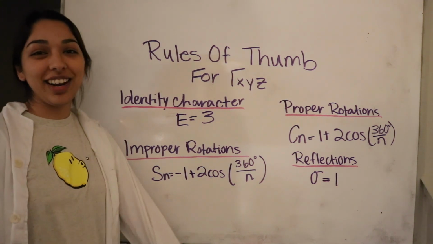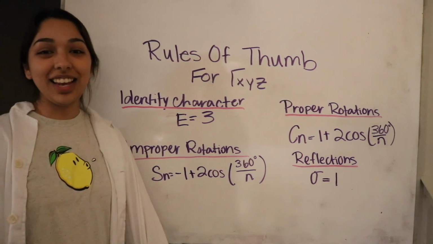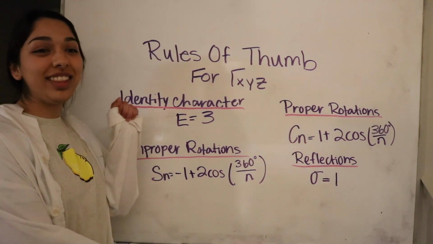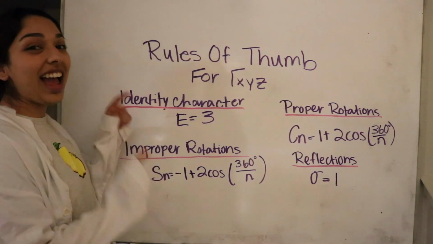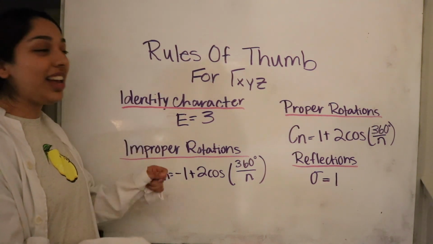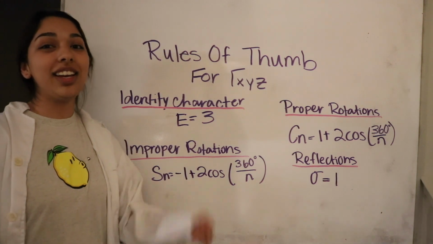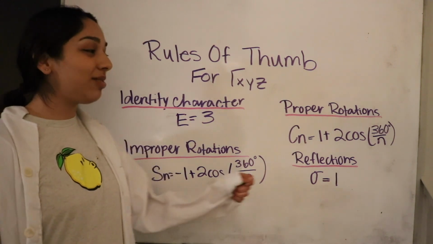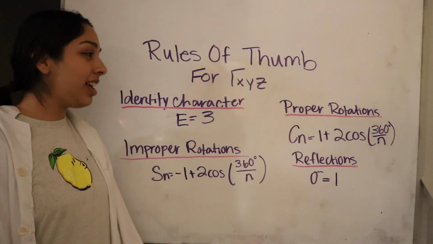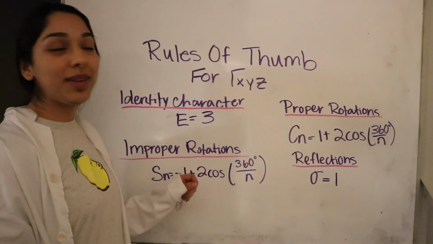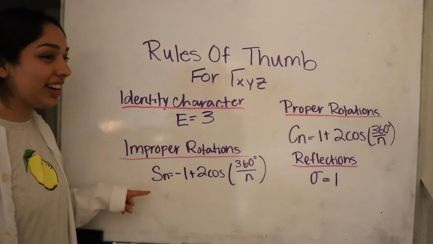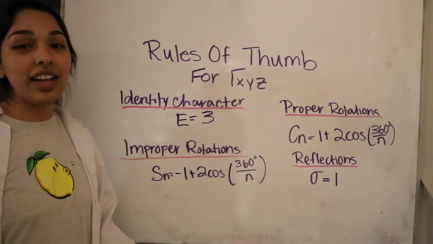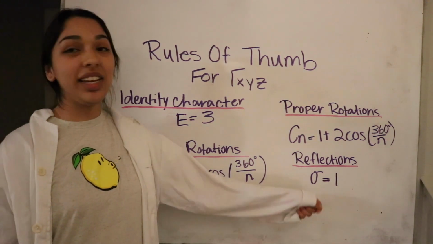Alright, so the first gamma we're going to have to find is gamma XYZ. And before we can determine what exactly this is, there's a few rules of thumb that we can follow. For the identity character, which is represented by E, it is always going to be 3, which is due to us having an XYZ axis. For proper rotations, we have the following formula, Cn equals 1 plus 2 cosine 360 over n. For improper rotations, it is the same formula with a slight modification: Sn equals negative 1 plus 2 cosine 360 over n. And reflections are the easiest, as sigma is always equal to 1.